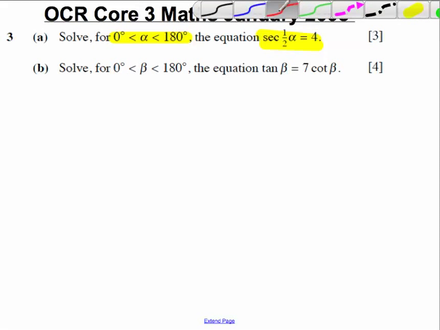A couple of points to note. What does the question mean? Solve for alpha between here means find alpha, an answer between 0 and 180 so that the equation sec of a half alpha equals 4 is satisfied.